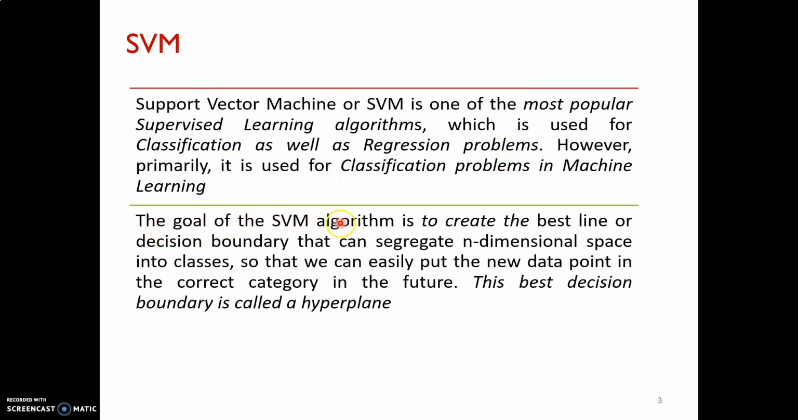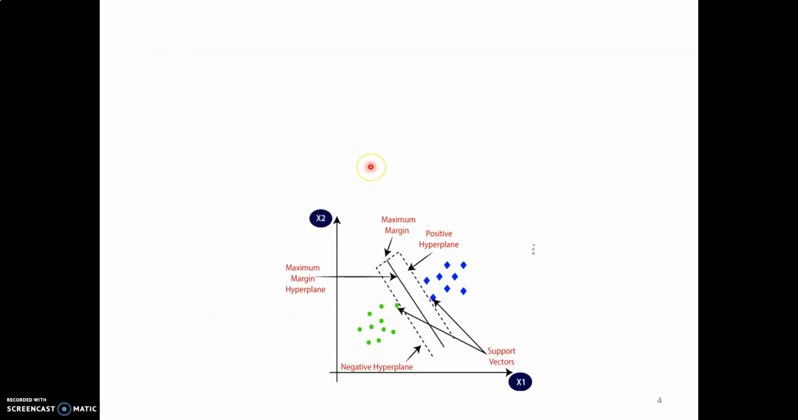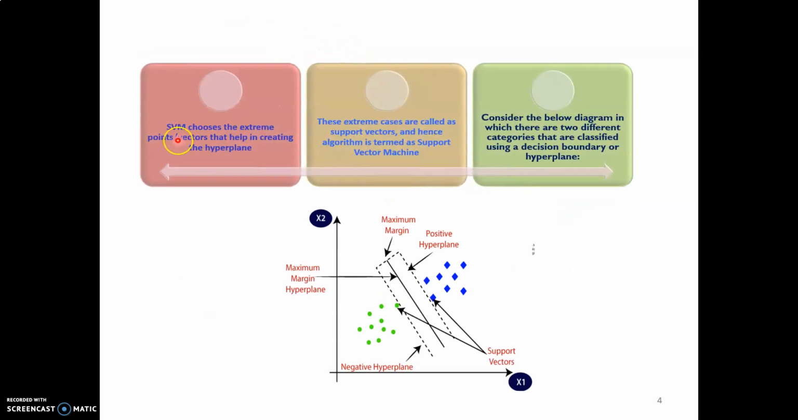Next, the aim of the SVM algorithm is to create the best line or best decision boundary that can segregate n-dimensional space into classes, so that we can easily put the new data point in the correct category in the future. This best decision boundary is called the hyperplane. Here, the SVM selects the extreme points or extreme vectors that help in creating the hyperplane. These extreme cases are called support vectors, and then the algorithm is termed as support vector machines.